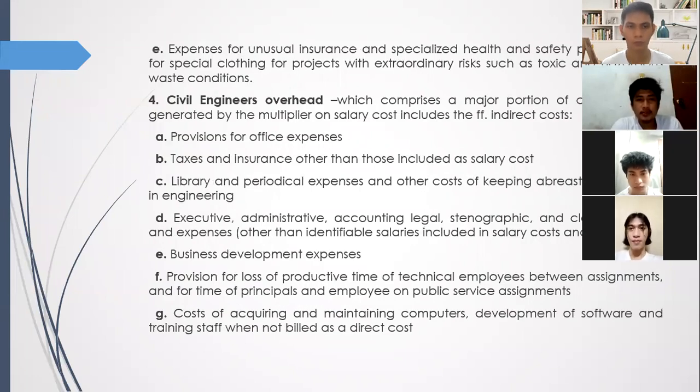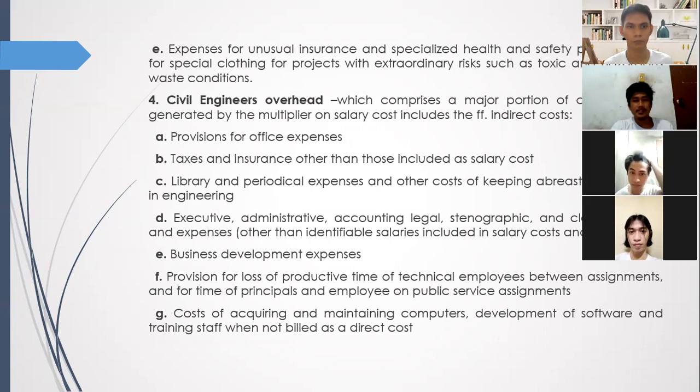Expenses for unusual insurance and specialized health and safety programs and for special clothing for projects with extraordinary risks such as toxic and hazardous waste conditions. For civil engineers, overhead, which comprises a major portion of compensation generated by the multiplier salary costs, includes the following indirect costs.